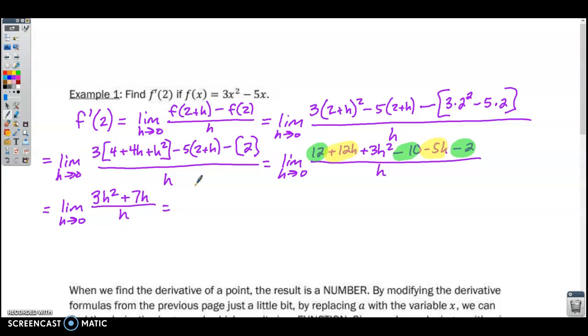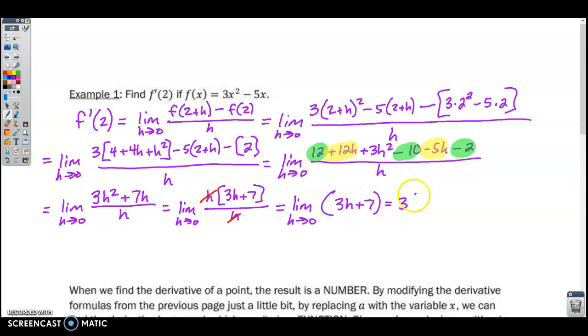If I tried to evaluate this by substitution, I would end up with an indeterminate 0 over 0. So I'm going to go ahead and factor the numerator. I can take an h out of every term. And now those h's cancel each other out. And so this becomes the limit as h goes to 0 of the quantity 3h plus 7. Now I can substitute 0 in there, and I end up with 7 as the value of my derivative at that point.